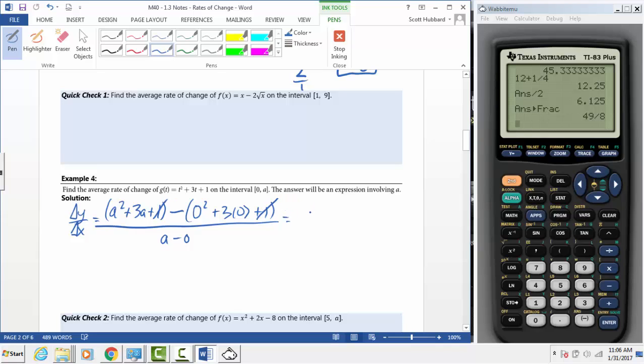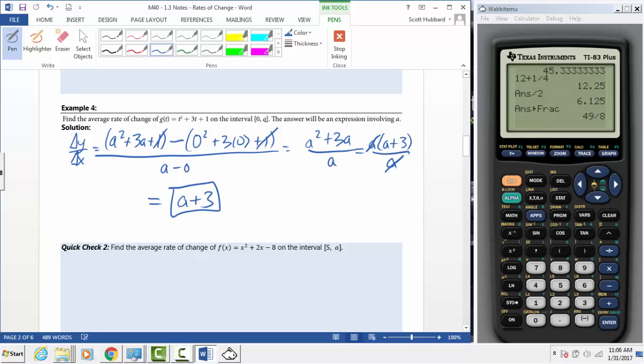And we'll just do the math. The 1 will cancel out, and we'll be left with a squared plus 3a divided by a. And that's cool because the a comes out, and we get the average rate of change is just a plus 3. So it's kind of a nice way. We did this in general now, so we know for any interval for this function, its rate of change is always going to be a plus 3.